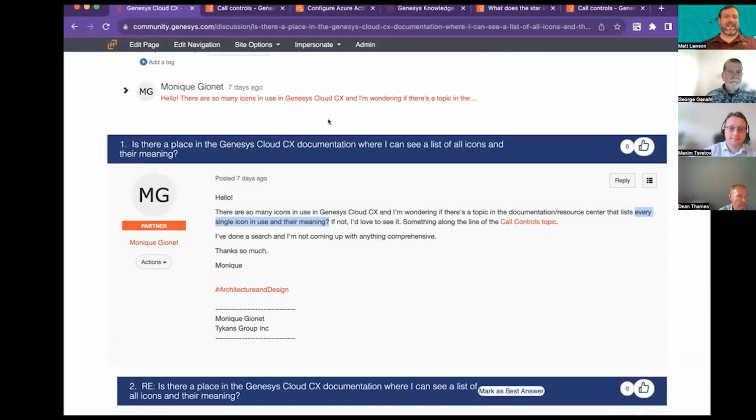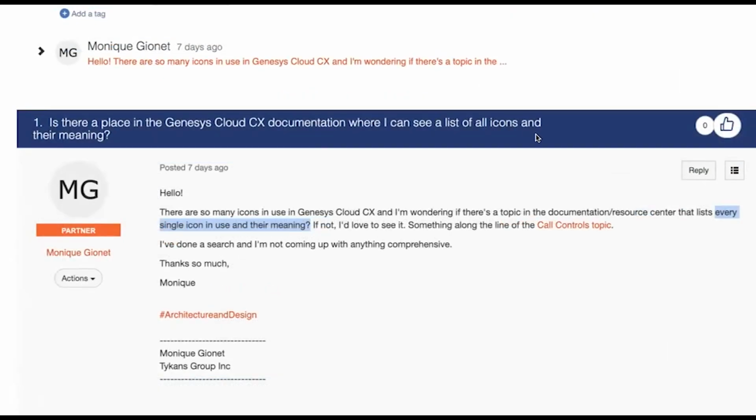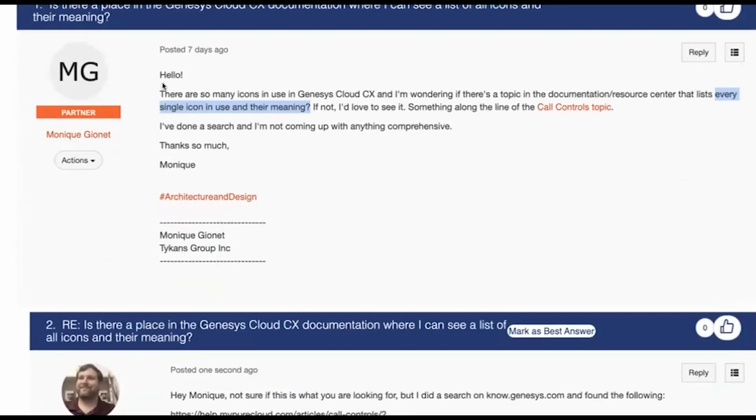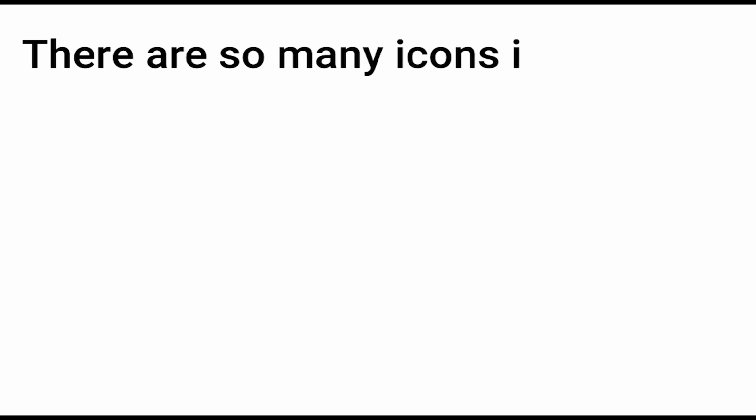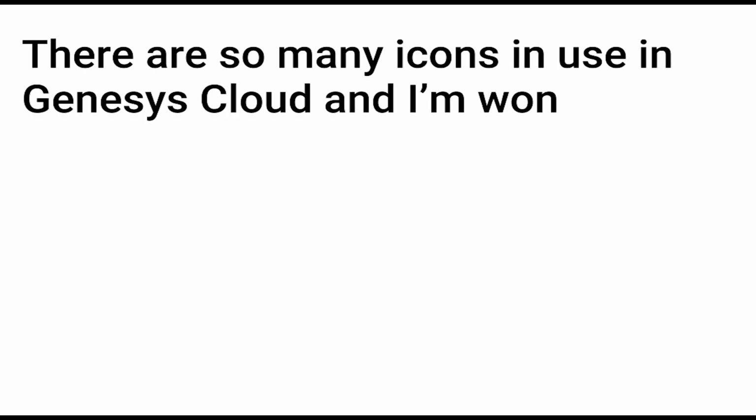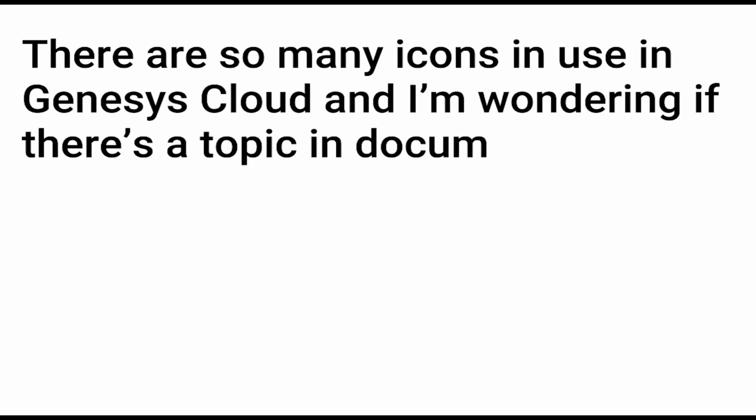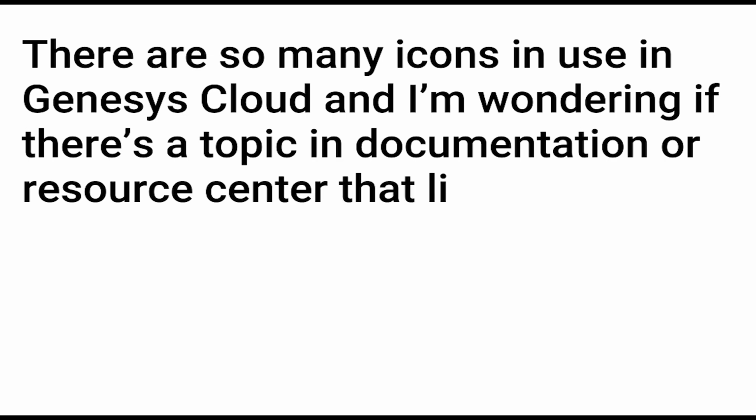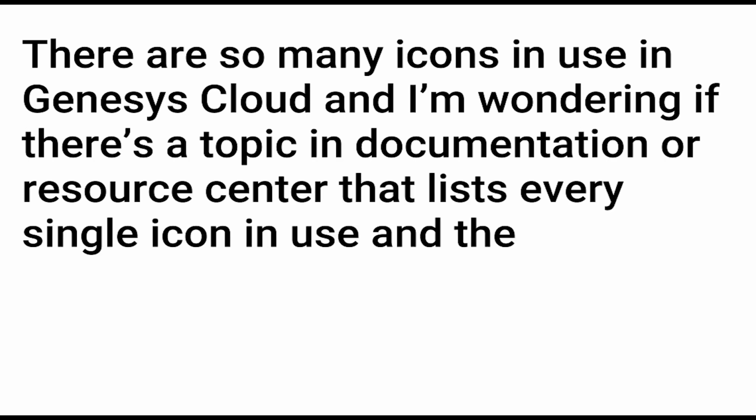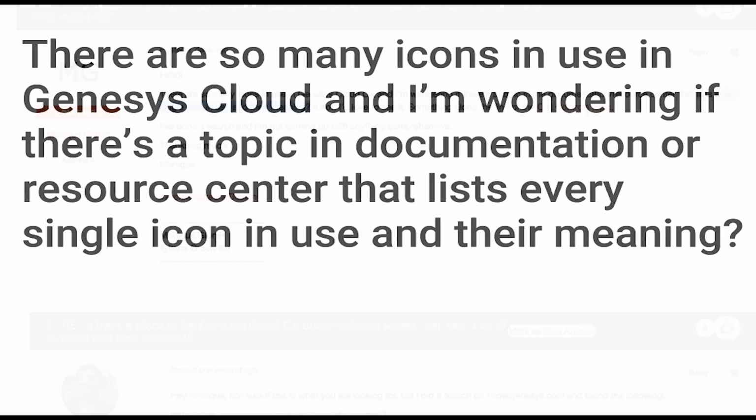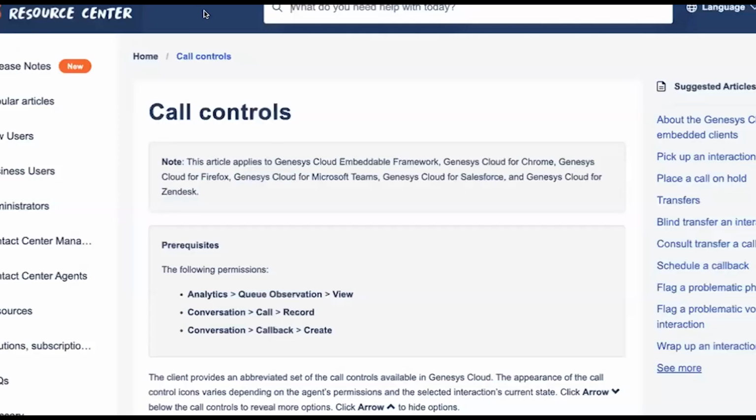One question that I picked out came in from Monique, and I tried to help her and failed. She was curious: is there a place in the Genesys Cloud CX documentation where I can see a list of all icons and their meanings? Monique writes, hello, there are so many icons in use in Genesys Cloud CX. I'm wondering if there's a topic in the documentation that lists every single icon in use and their meaning. If not, I'd love to see it. Something along the lines of the call controls icon.